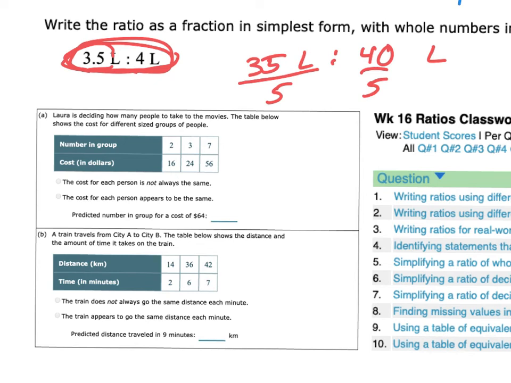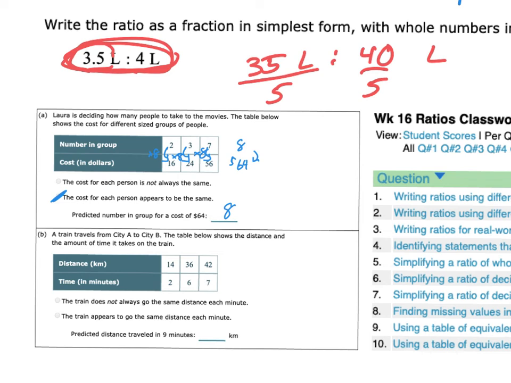Okay, so to get from 2 to 16, we multiplied by 8. To get from 3 to 24, we multiplied by 8. To get from 7 to 56, we multiplied by 8. So the cost for each appears to be the same. Predict how much it would cost for $64. Okay, so to multiply by 8, it would be 8 in the group. 8 times 8 is 64, or 64 divided by 8 is 8.